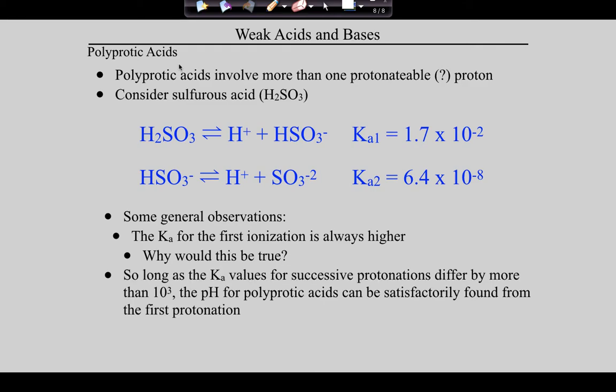But guys, the other thing you need to understand is this, and I would strongly encourage you to paraphrase. When you're figuring out the pH of a polyprotic acid, if the Ka for the protonation of the second proton is more than 1,000 times smaller, you can disregard it when figuring out pH.